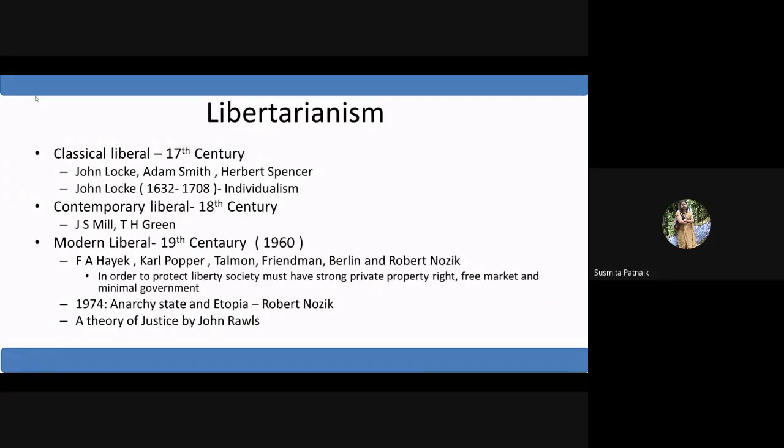Another one was written by John Rawls. He has written one thick book called A Theory of Justice. He wrote everything about the taxation systems. In the Theory of Justice, he advocated that the taxation given by a rich person and the taxation given by a poor person differ.